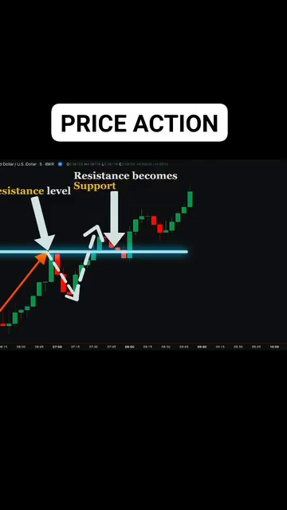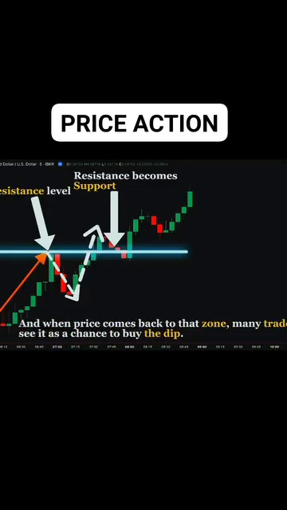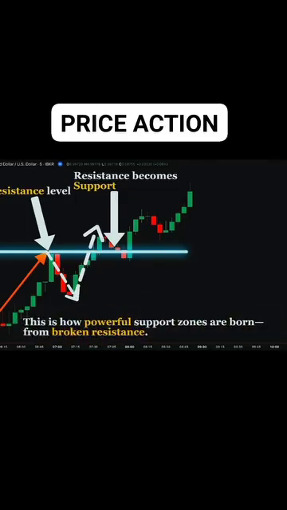We call this a resistance turned support level. Why does this happen? Because the market just proved that it has the strength to push higher, and when price comes back to that zone, many traders see it as a chance to buy the dip. They remember that price broke out from that level, so they expect it to act as a launch pad for the next move. This is how powerful support zones are born, from broken resistance.